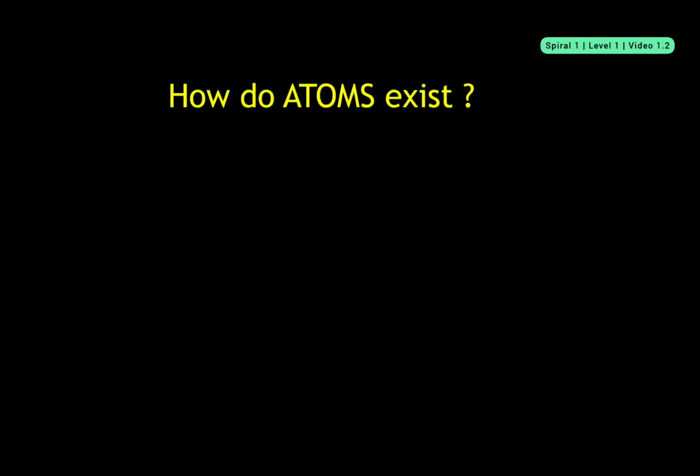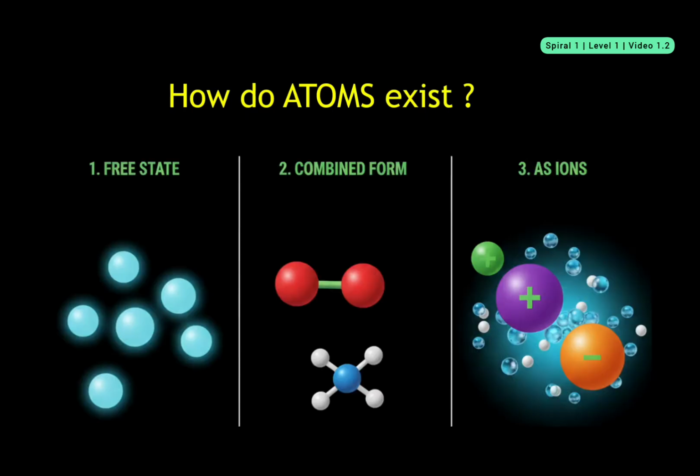Now let's move on. If this is what an atom is, how do they exist in nature? There are three ways in which atoms can exist. Either they exist in free state. Free state means as single atoms. For example, noble gases like helium, neon, argon exist as single atoms in free state. Whereas some atoms may exist in combined forms, like a chlorine molecule. Two chlorine atoms will join together and exist in a combined form. Say if this is chlorine and this is chlorine, they combine and stick together.